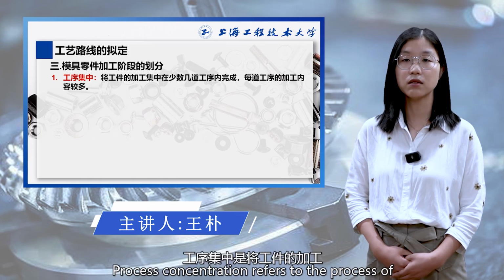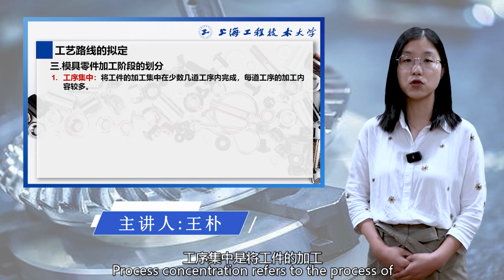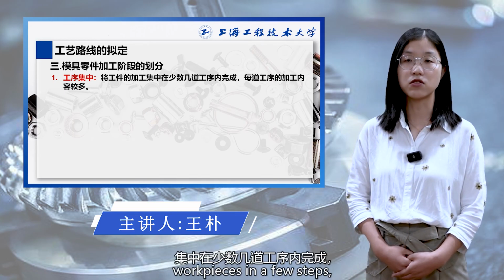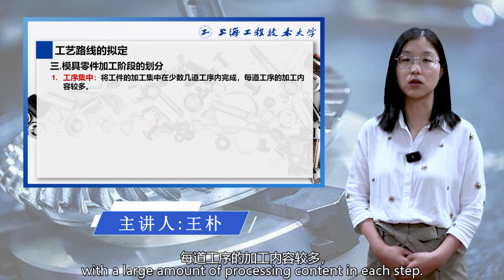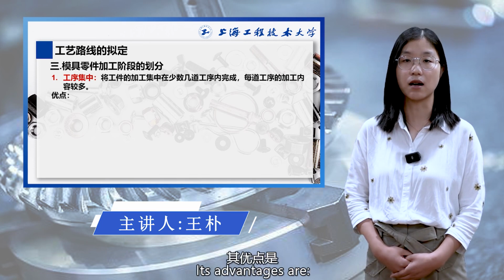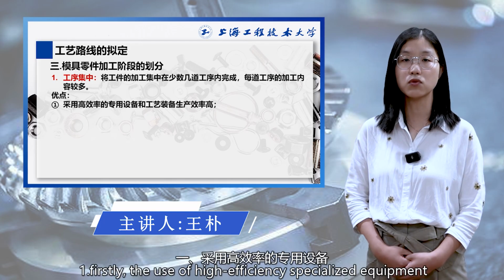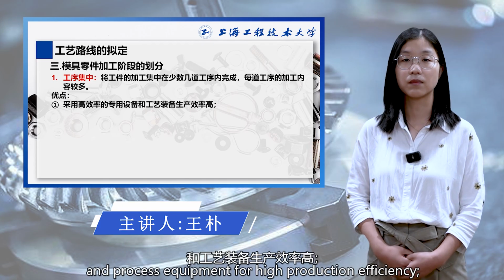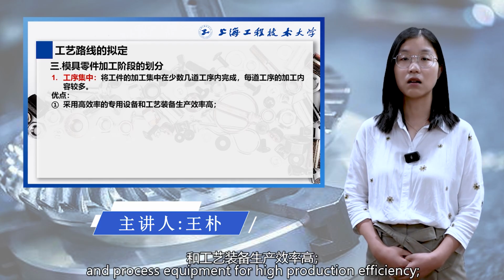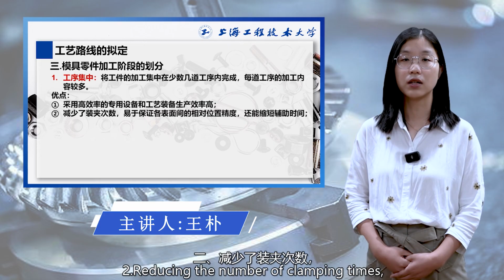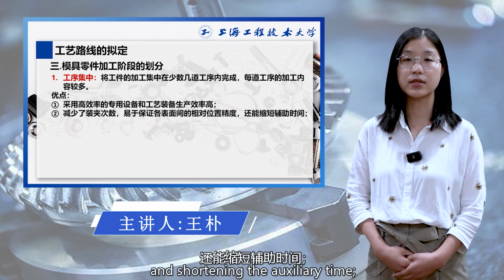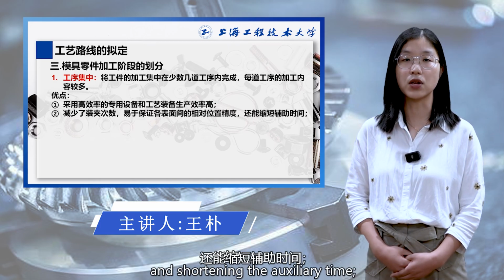Process concentration refers to the process of concentrating the processing of the workpiece in a few steps with a large amount of processing content in each step. Its advantages are, firstly, the use of high-efficiency specialized equipment and process equipment for high production efficiency. Second, reducing the number of clamping times, ensuring the relative positional accuracy between surfaces, and shortening the auxiliary time.